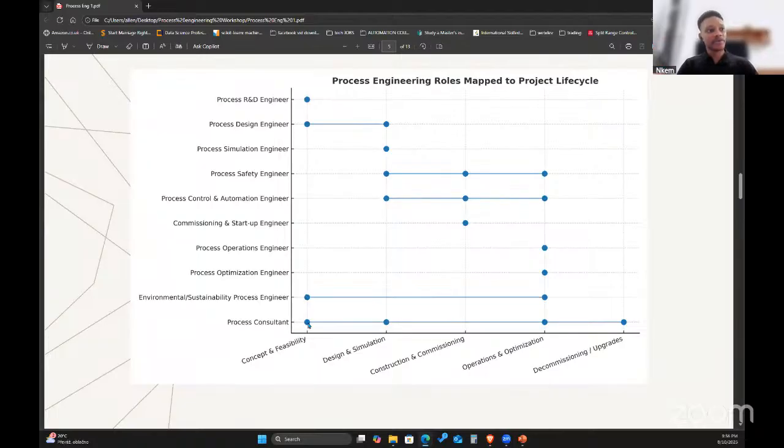Then you also have the process consultant. He's usually there at the beginning because he's a very experienced person, so he can make recommendations for changes in the beginning.